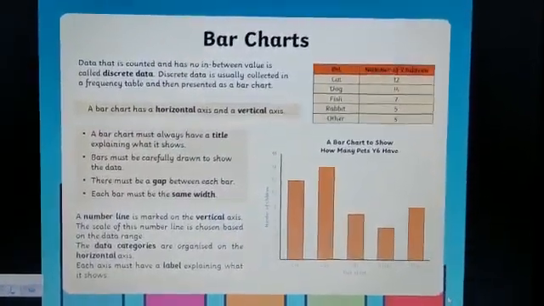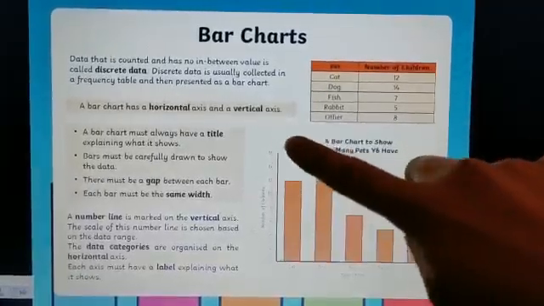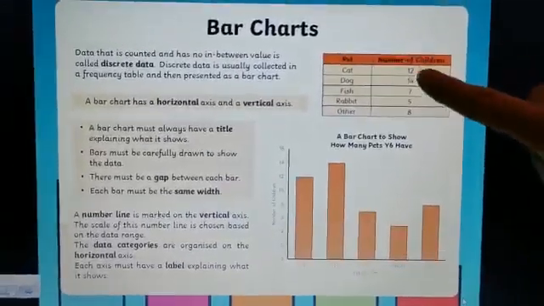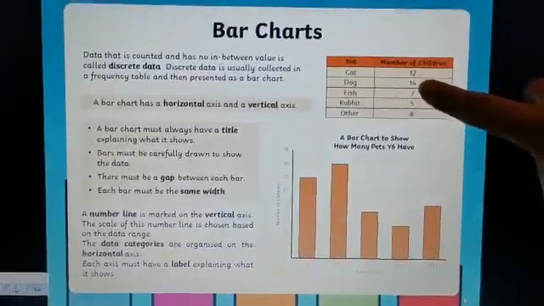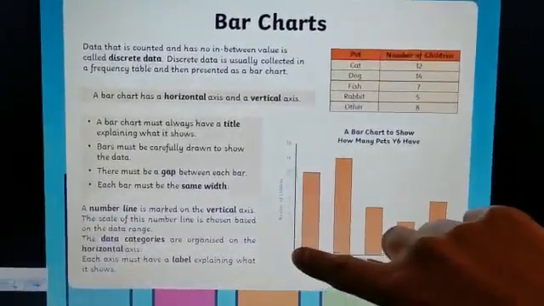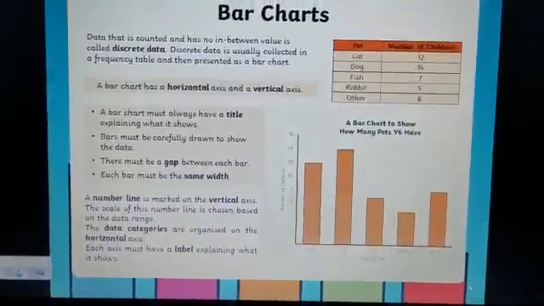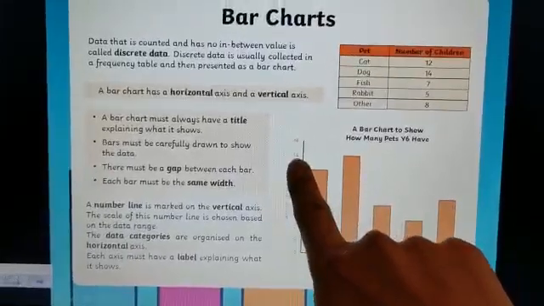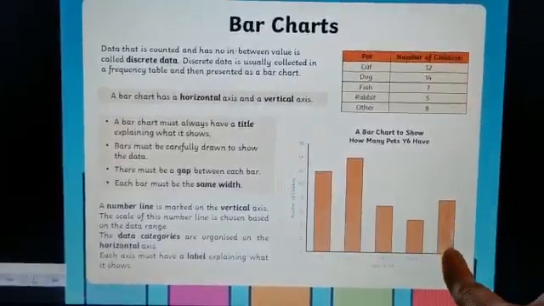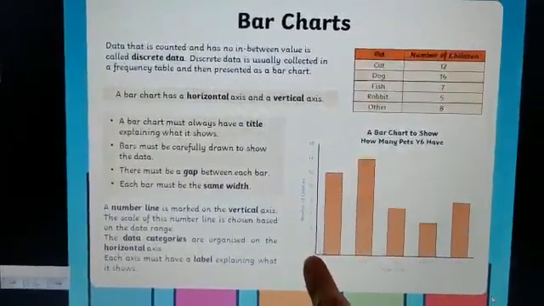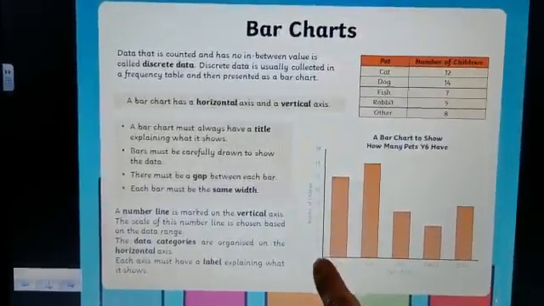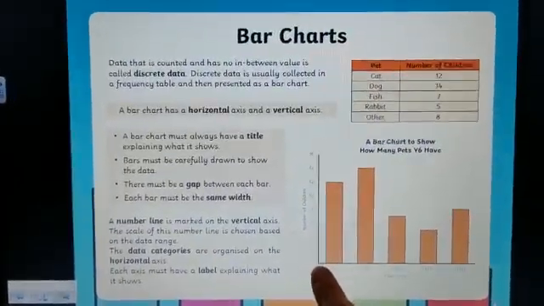A number line is marked on the vertical axis. So this one here, that's your number line. The scale of this number line is chosen based on the data range because I can see up here it only goes up. The biggest value there is 14. So it doesn't have to go a huge way up. And I can see that the person who's made this one has decided to scale that going up in 2s. But they haven't stopped at 14. They've done the value above 14 so that we can get a nice clear picture at the top there. And they have started on 0. This bit here is called the origin point where both of the axes meet. So it's always a 0.